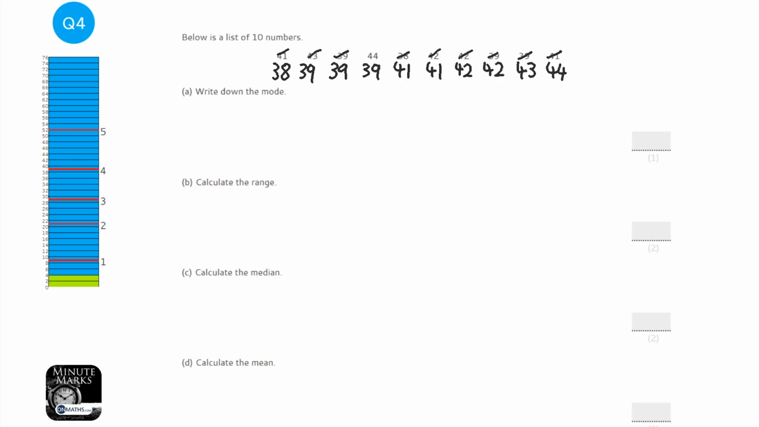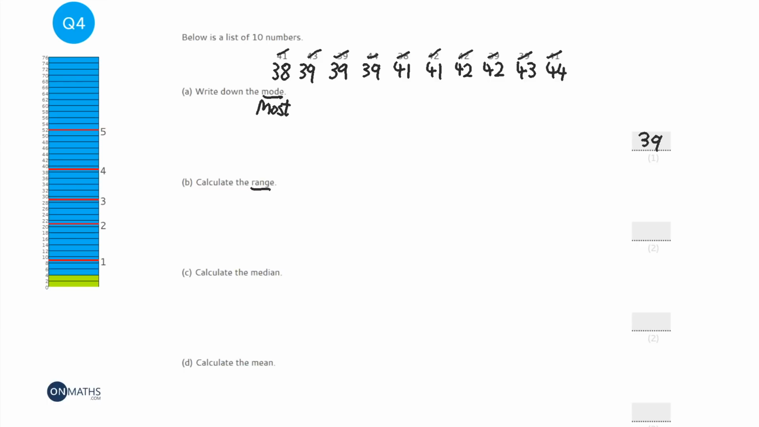43, 44. Now the mode means most. Okay, if you just remember that, mode most, it's pretty much the same word. So what came up the most? Well, if you have a look, there are 3 39s there, and there's 2 42s, 2 41s. So 39 came up the most. And it's much easier to spot when they're all lined up.